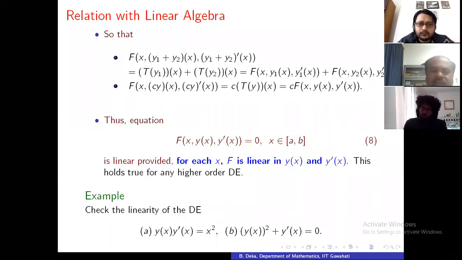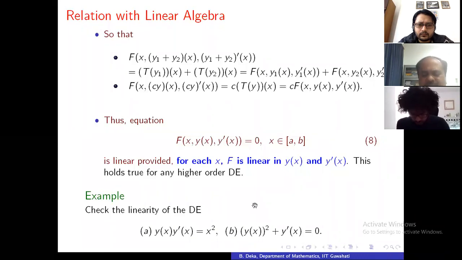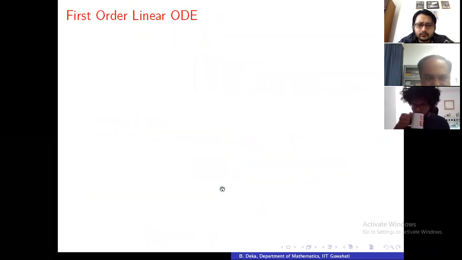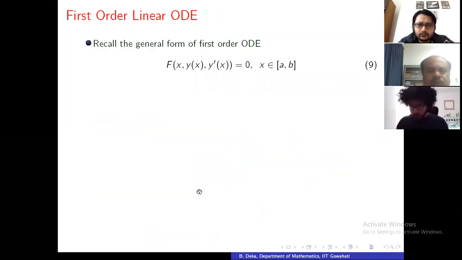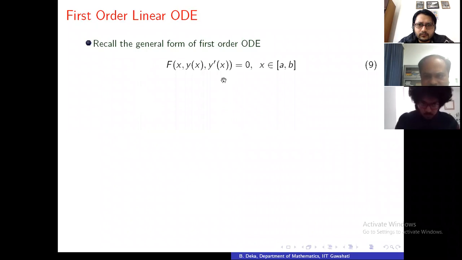Definition means the operator which is associated with the differential equation has to be linear. If it is linear, then the equation itself is a linear differential equation. That's all. The rest are the corollaries or the consequences of the basic definition, right? Okay. So now let us move to the first order linear differential equation.